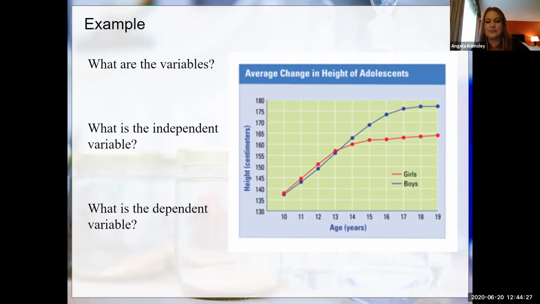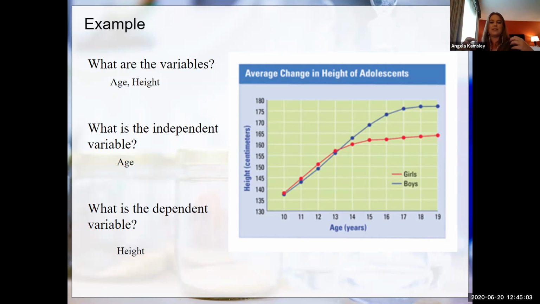So in this example, what are the variables? Well, if you take a look, the variables would be age in years and height in centimeters. Which one is the independent variable? That would be, in this example, remember I gave you a hint earlier that if one of them is time, time's going to be your independent variable. So here it's going to be age in years, and our dependent variable is going to be height in centimeters.